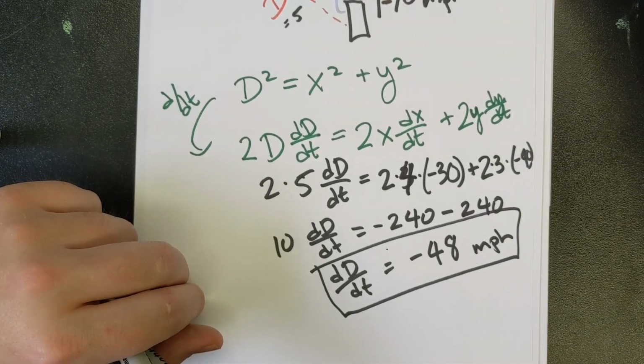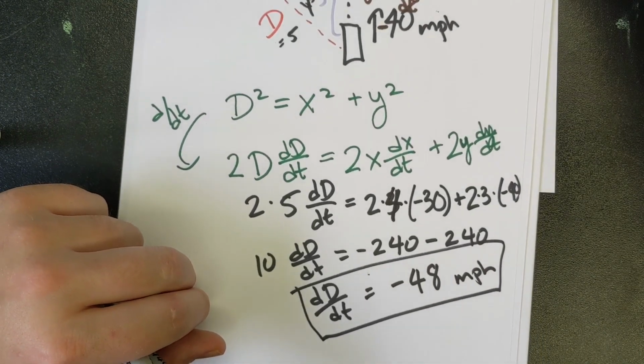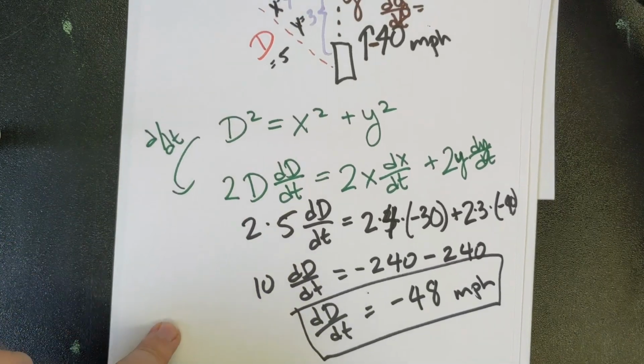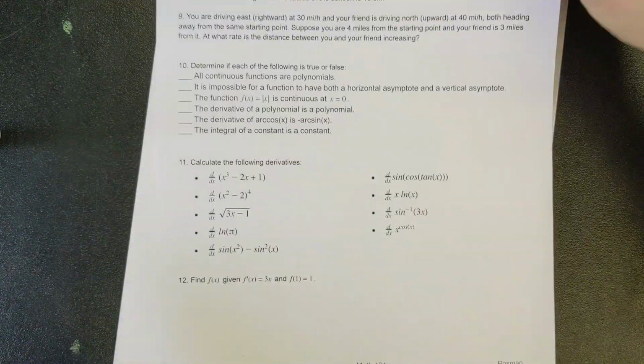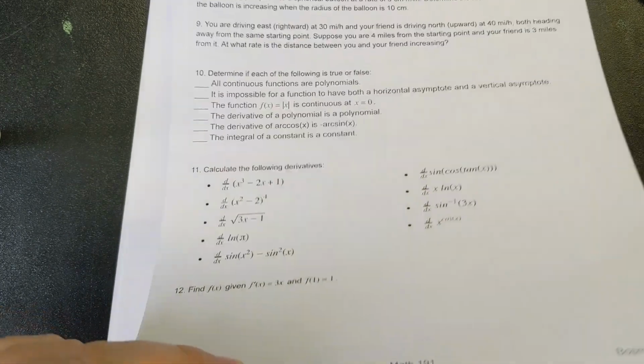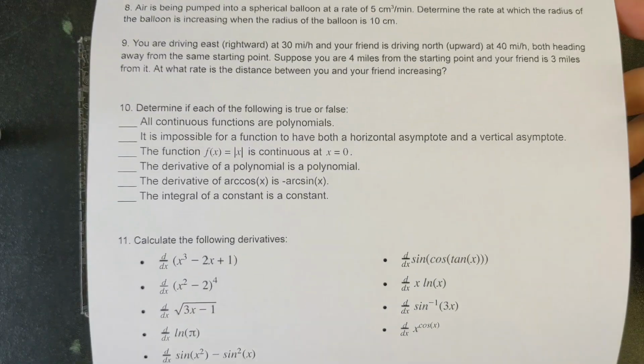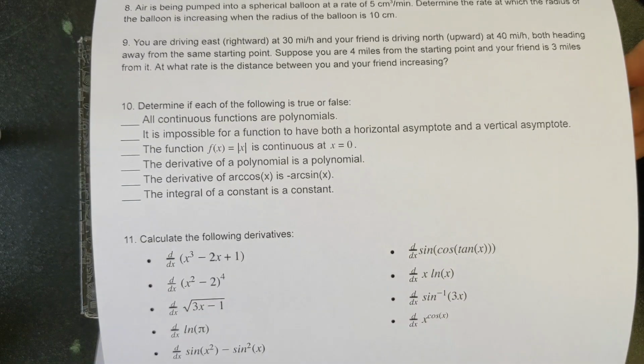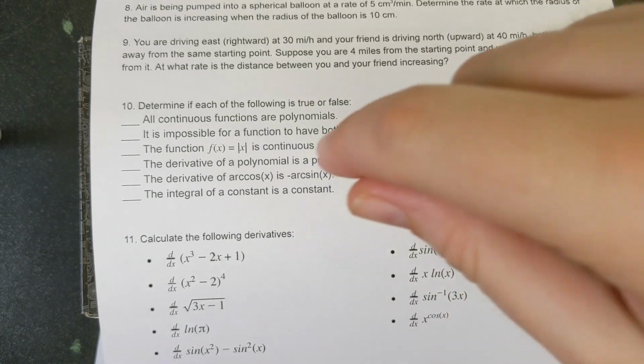Okay, let's see. What do we have next? Next, we're given a series of true and false statements. And so let me maybe get this a little bit closer so you can see them a little bit better. So we have these true or false statements. And let's just talk through them.